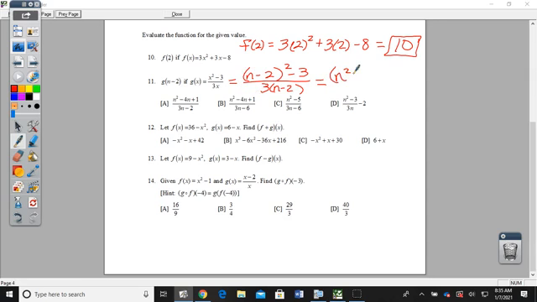N squared. What's negative 2 squared? 4. And then we multiply them together and then times 2. So negative 2 times n times 2 is negative 4n. And then on the n we got minus 3 over 3n minus 6. And then we just add our like terms. What's 4 minus 3? 1. So n squared minus 4n plus 1 over 3n minus 6.